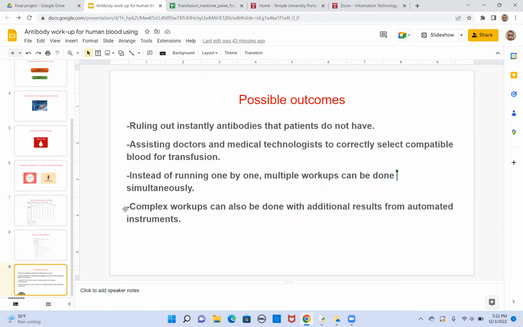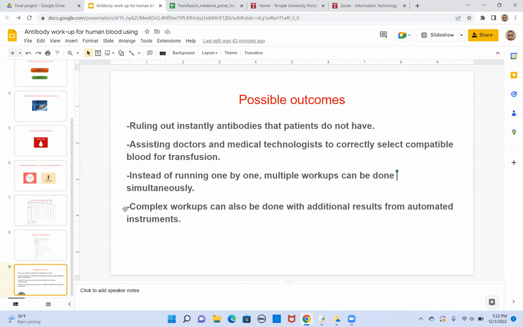So the possible outcomes of the final project are ruling out instantly antibodies that patients do not have, assisting doctors and medical technologists to correctly select compatible blood for transfusion.